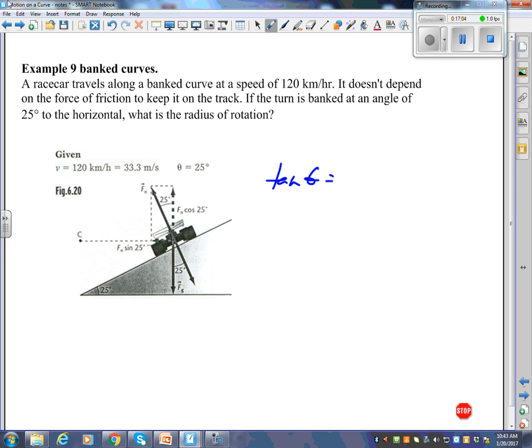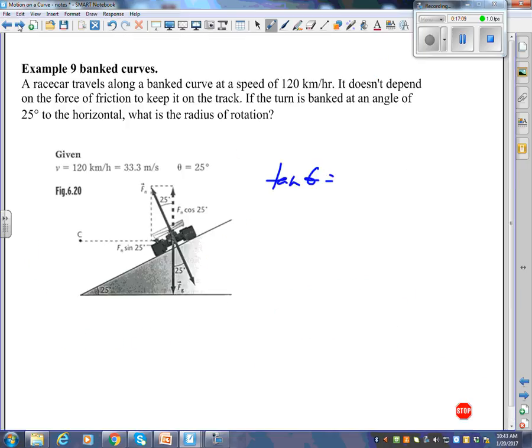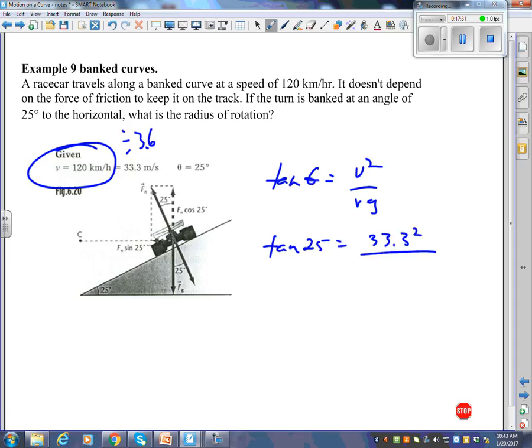Anyways, so it was tan theta is equal to, what was it? I always forget this one. This is the one I don't use very often. V squared over Rg. Oh, but I should probably do what? And they've done it already for you. Yeah, so they've done the divide by 3.6 for you, I guess. So that's going to be tan 25 is equal to 33.3 squared all over r times 9.8. Can you solve that?